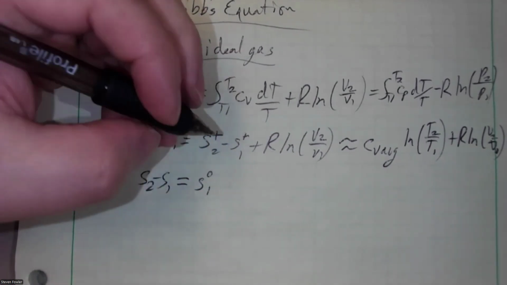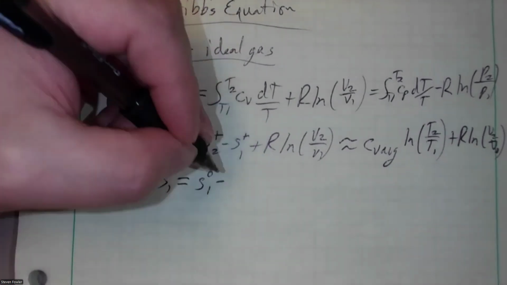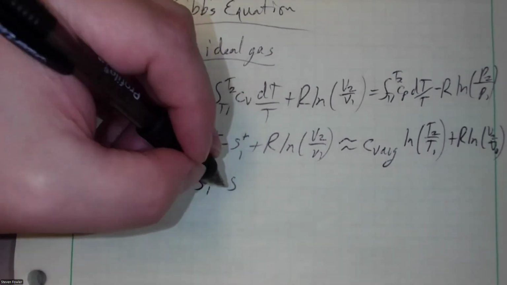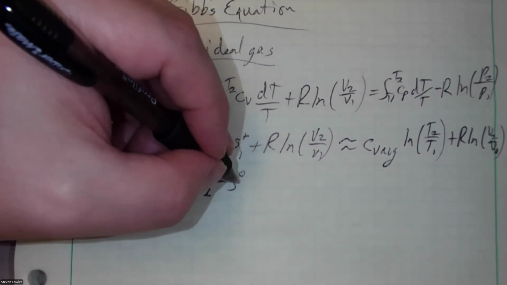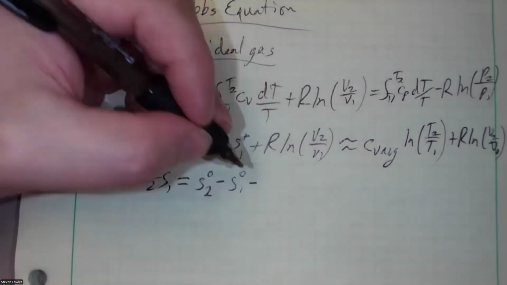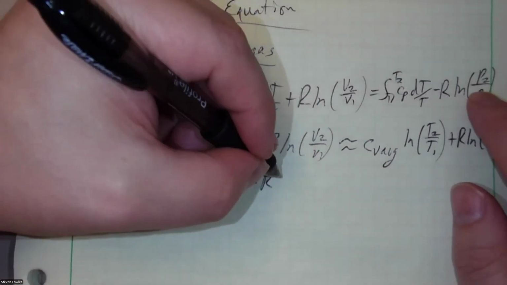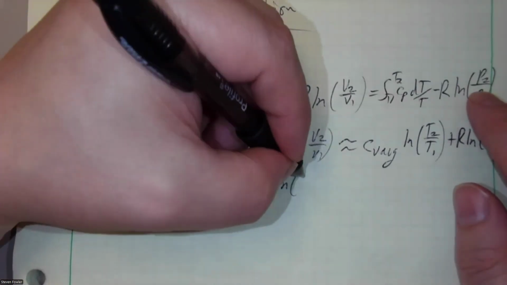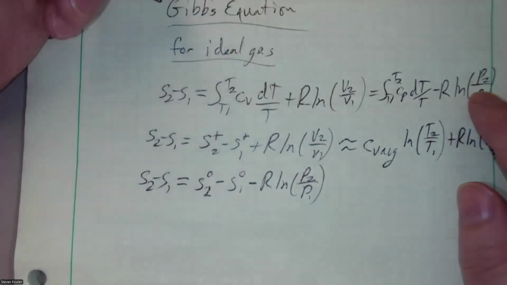Using the pressure version, the exact equal sign where these are table properties, what we call S naught values, or S circle, S0 values, whatever you call them: S naught 2 minus S naught 1, and this one keeps the minus R ln P2 over P1.